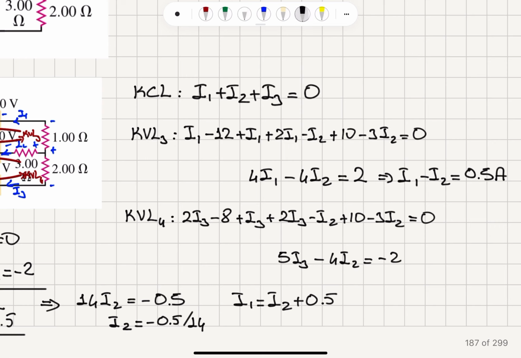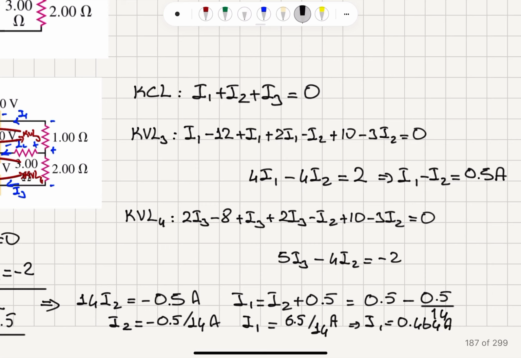That's the KVL3 equation. So this becomes 0.5 minus 0.5 divided by 14, which means I1 is actually 0.5 times 14 is 7 minus 0.5, 6.5. 6.5 divided by 14 amps, which is I1 is equal to 0.464 amps.